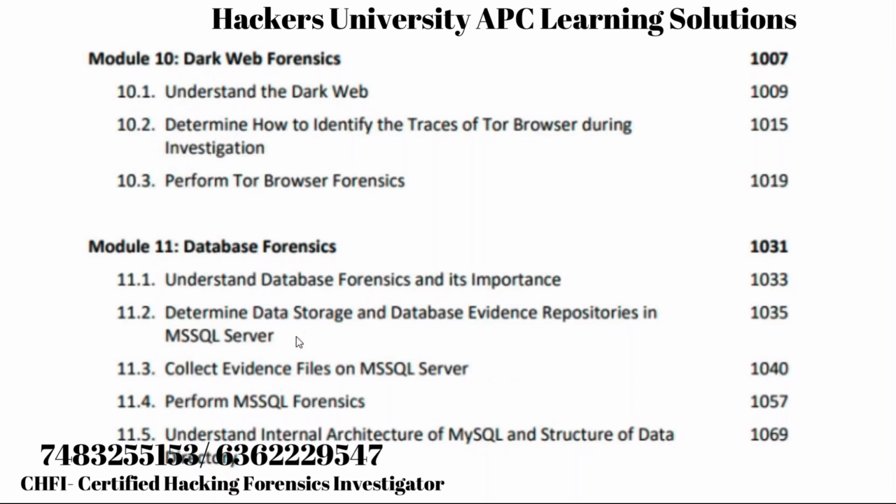Here we will determine the data storage and database evidence repositories in MS SQL Server, collect evidence on MS SQL Server, perform MS SQL forensics, and understand the internal architecture of MySQL and the structure of data.